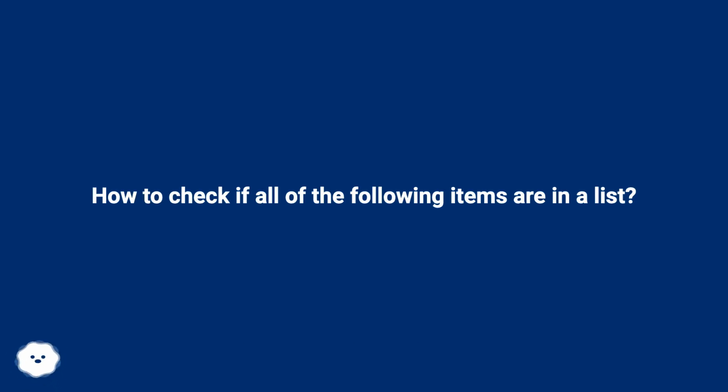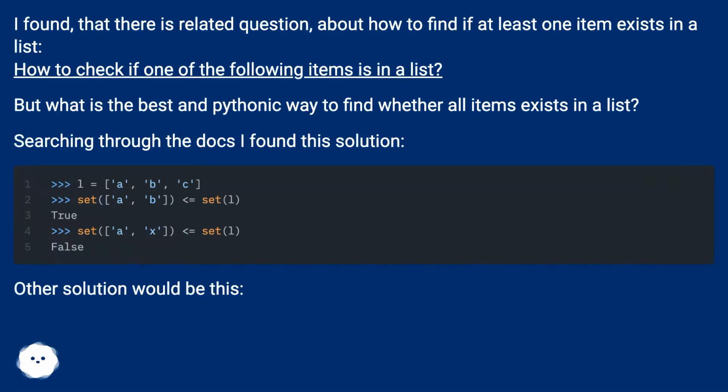How to check if all of the following items are in a list. I found that there is a related question about how to find if at least one item exists in a list: how to check if one of the following items is in a list. But what is the best and Pythonic way to find whether all items exist in a list? Searching through the docs, I found this solution.